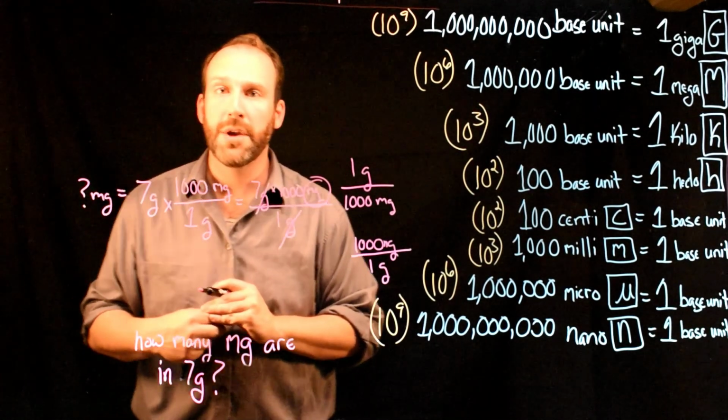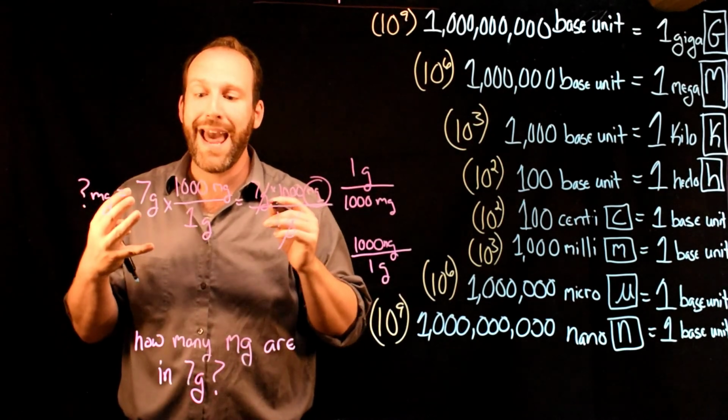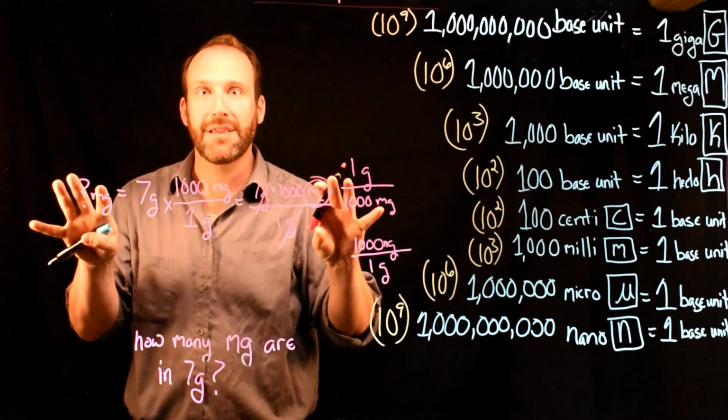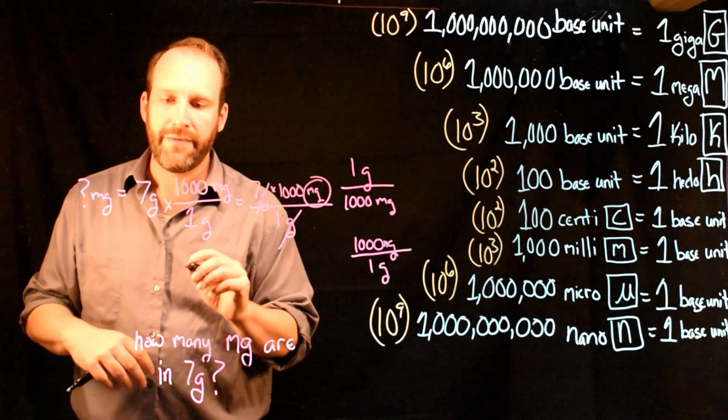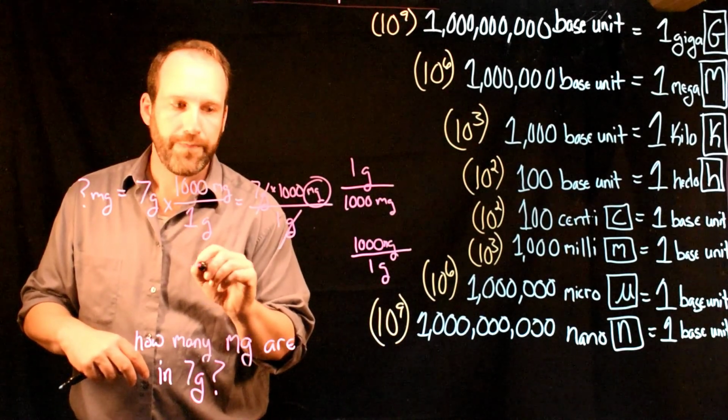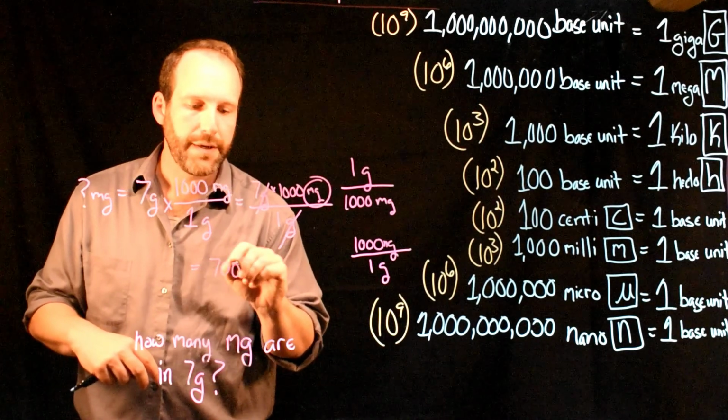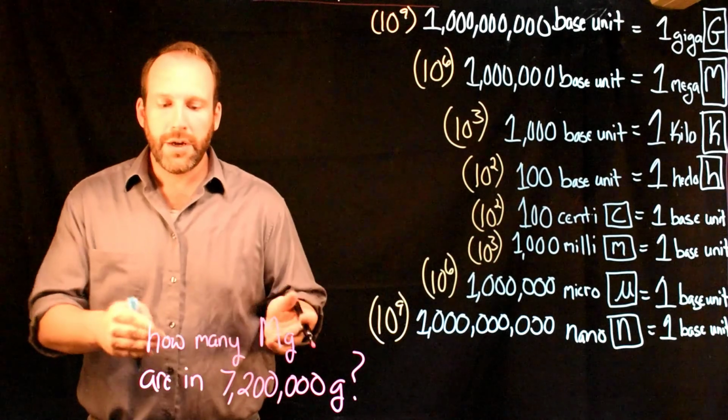is milligrams. So that thing we did in our head, this is the math that you did in your head. So how many milligrams are there in 7 grams? Well, there are 7,000 milligrams.